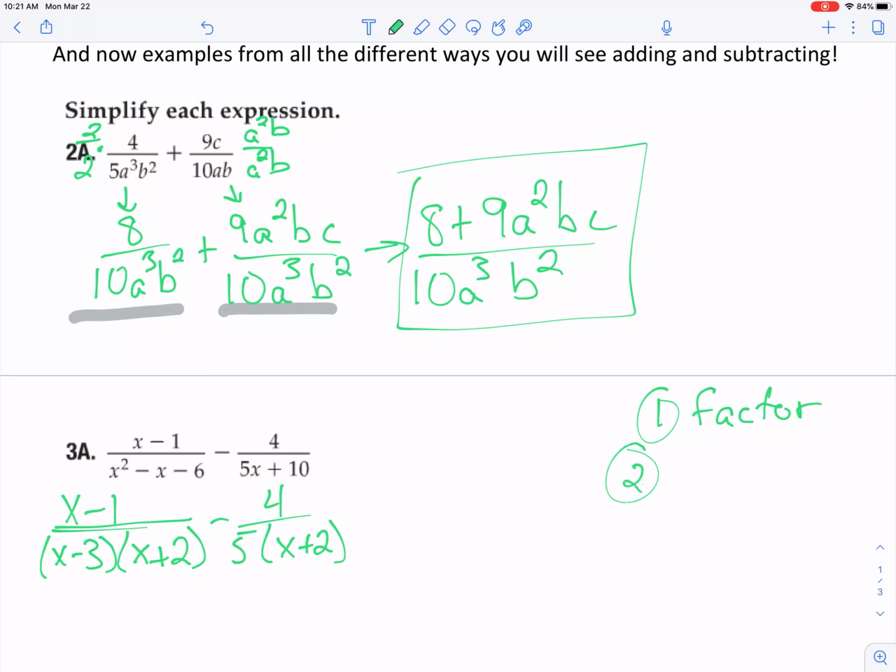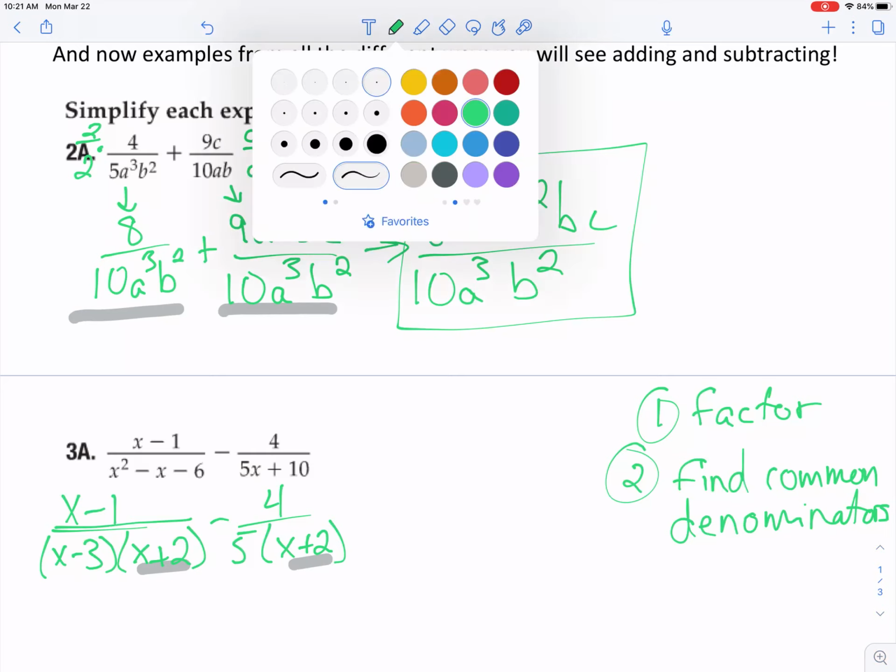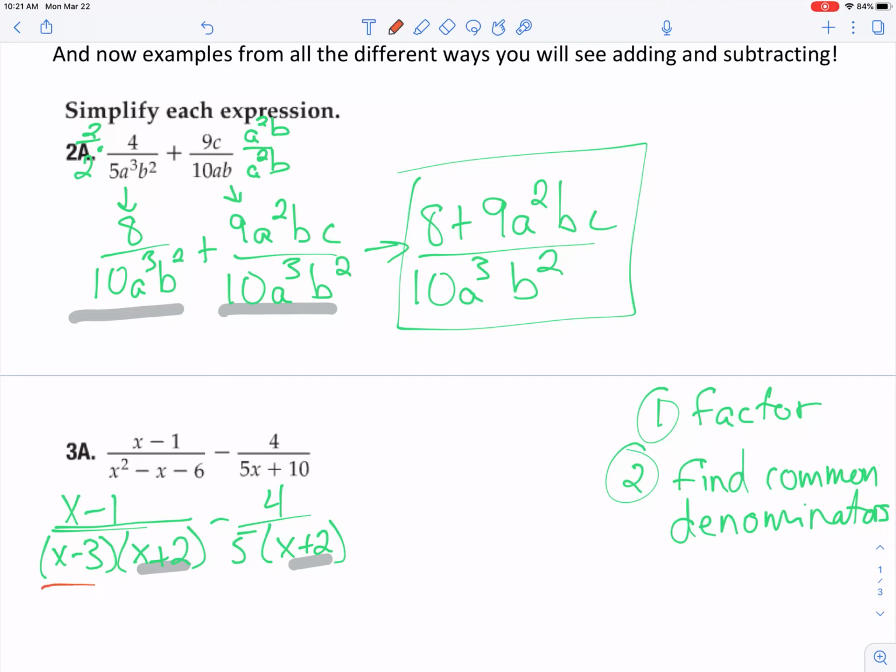So then what I'm asking myself is, what does each side have that the other doesn't? So on step 2, I find common denominators. I see that both of them have this x plus 2. So I'm looking for the stuff that they don't have in common. This one has an x minus 3, the right one does not. So let's multiply by x minus 3. This one has a 5, and this one does not, so I'm going to multiply by 5.